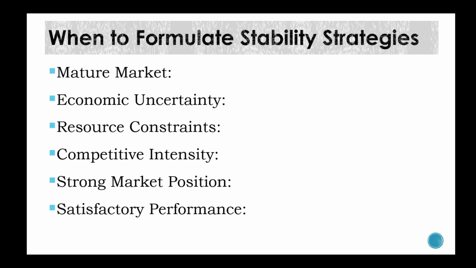Now let us understand when a stability strategy should be formulated by firms. Firms typically adopt a stability strategy under the following conditions. First, when the market is matured or saturated and there is limited growth opportunity available. Second, when there is economic uncertainty. In periods of economic downturn or uncertainty, companies may prefer stability to reduce risk.